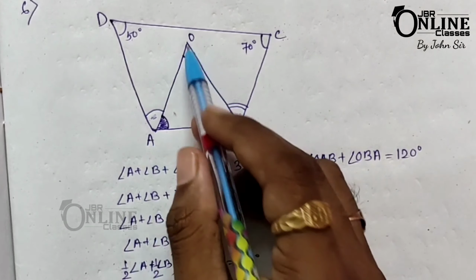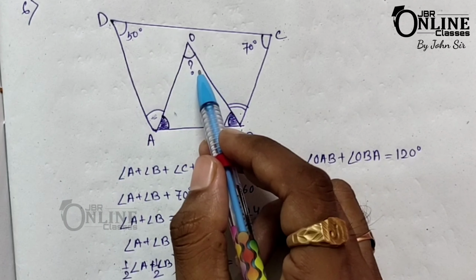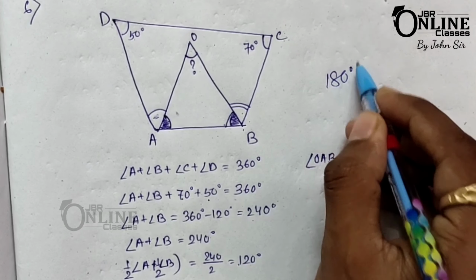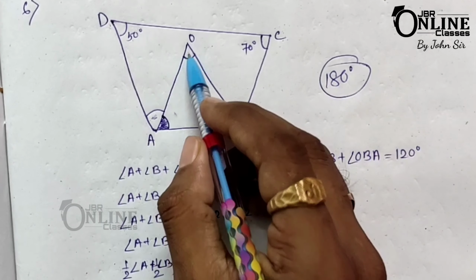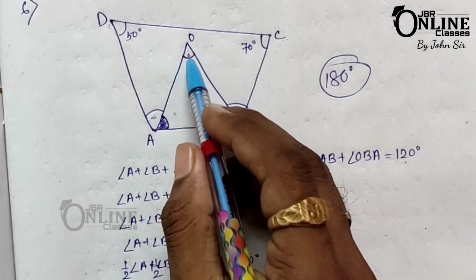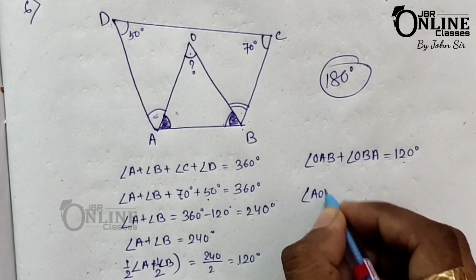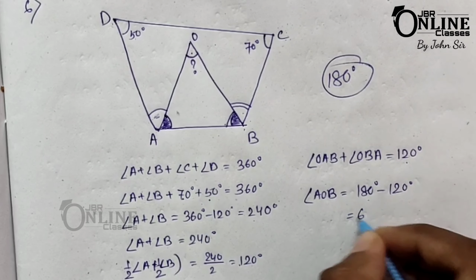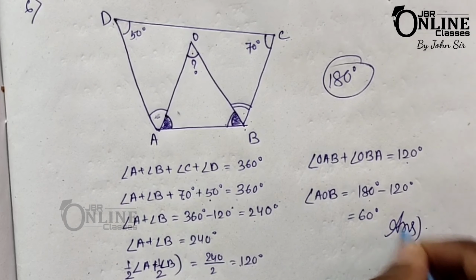Now here AOB is a triangle. Okay, now in a triangle the summation of 3 angles equals 180 degrees. So here the 3 angles, and the addition of these 2 angles equals 120. So that means the value of this angle, angle AOB, equals 180 minus 120, and that equals 60 degrees. So 60 degrees is the answer.